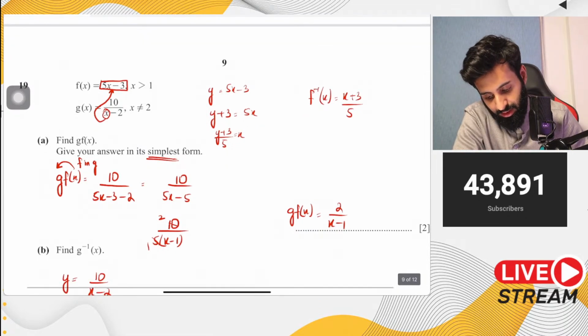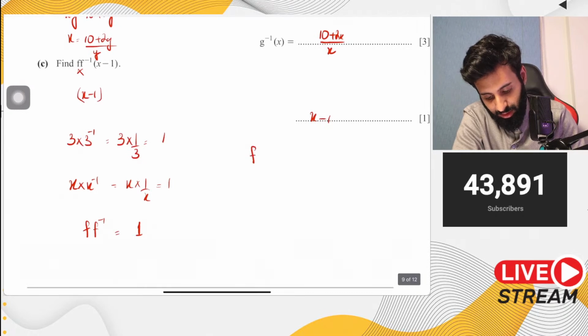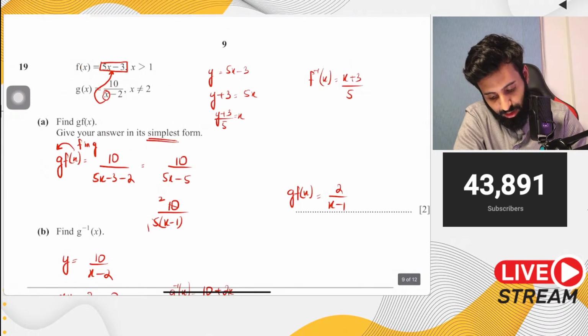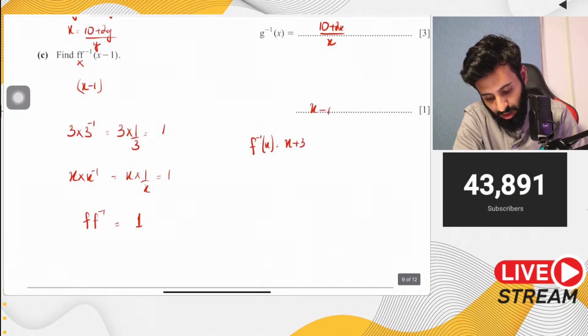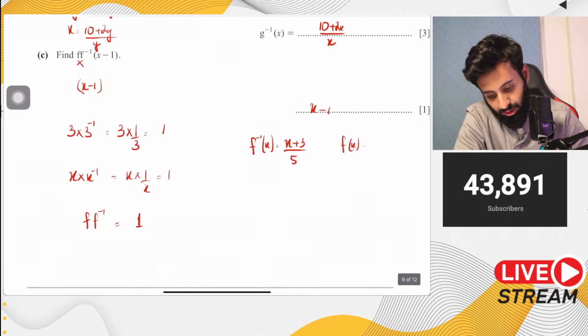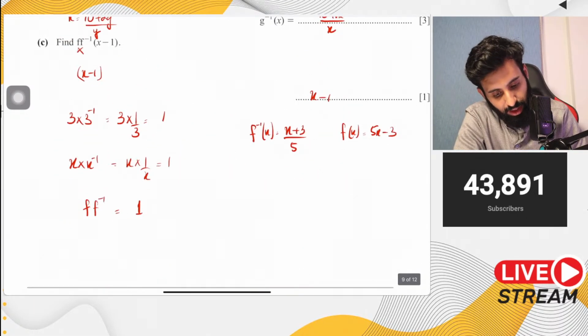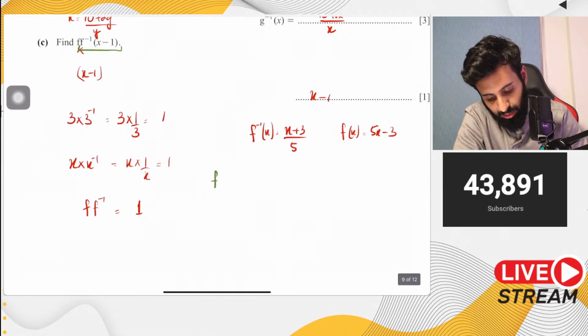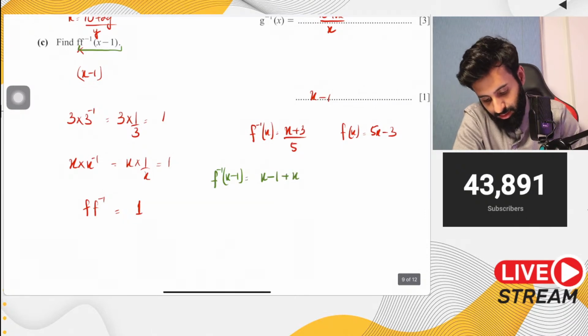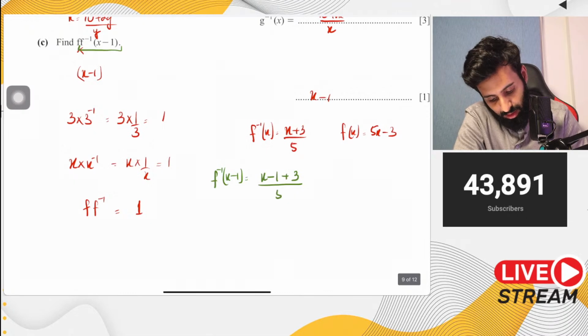Okay, so this is f inverse of x. Let me write it down over here. F inverse of x equals to x plus 3 upon 5. And what about the regular function? The regular function was 5x minus 3. Okay, so f inverse of x minus 1, let's figure that out. So that means x minus 1 plus 3 upon 5. So what do we have? F inverse of x minus 1 is now equal to x plus 2 upon 5.